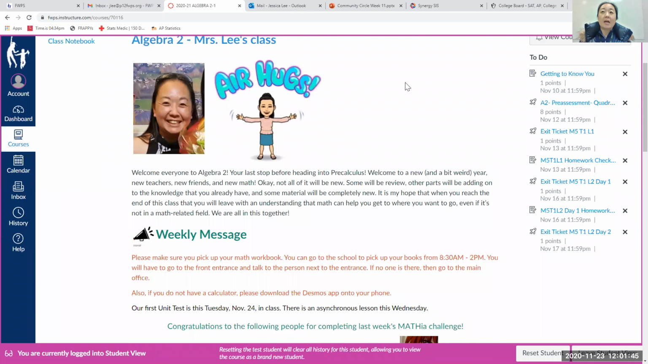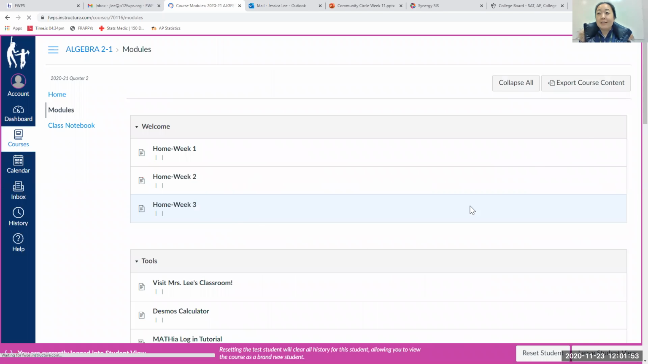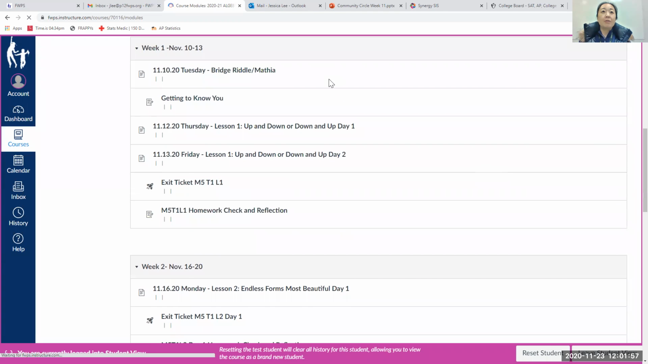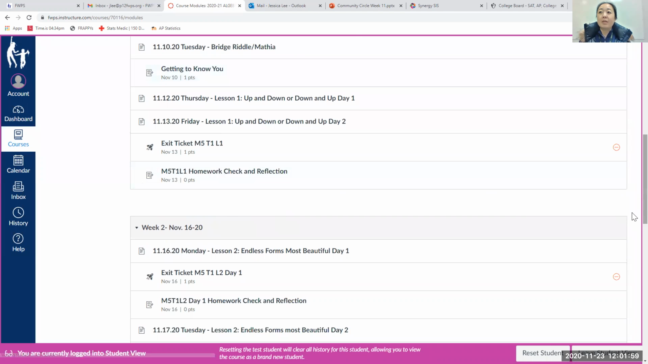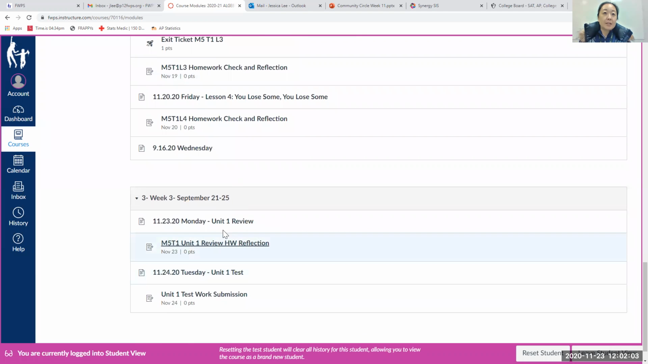Or if this is not that week for you and it is not located there anymore, the other way you could access that is scrolling up, go to Modules, and then you're going to scroll down and go to the week. Do you see how these all have the titles of what we did that week? So we're going to go over here to week 3. Then it says Unit 1 review. We're going to go and do that.